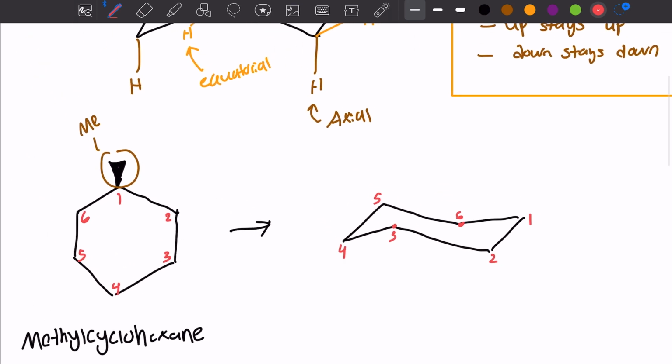Because this methyl group is on a wedge, it's going out of the plane and up. Whenever you see a wedge, you want to think going up. It could either be axial up or equatorial up. But if it's on a dash, you want to think of down, so that could be axial down or equatorial down. In this case, it's on a wedge, so it'd be going up. Starting on carbon 1, you would draw your methyl group going up, like an axial up, okay? And I'll label that axial up.